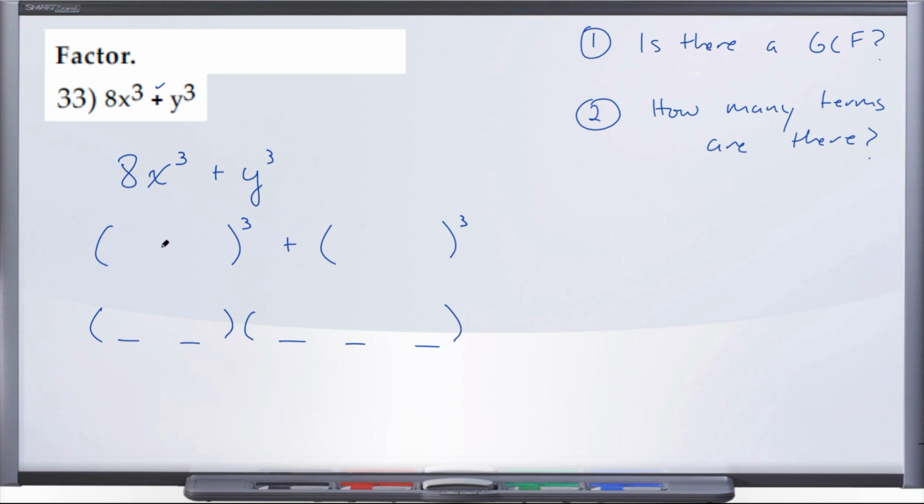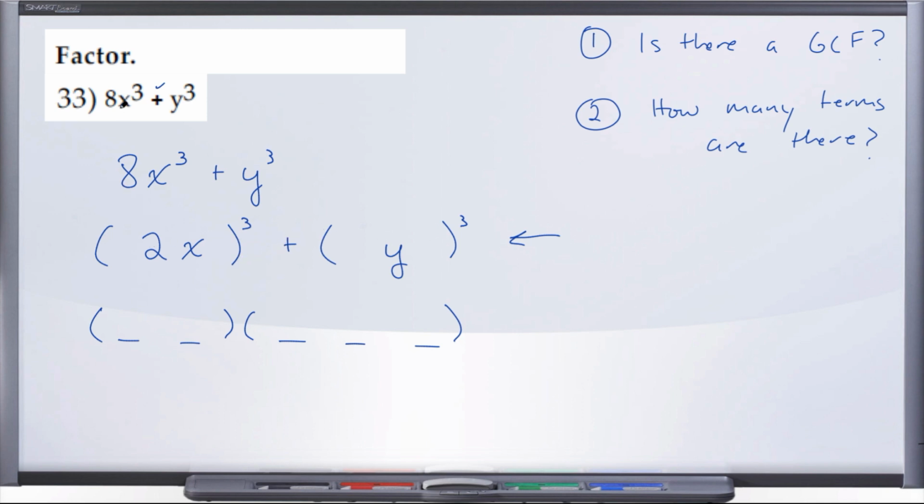And so what we ask ourselves is, what number cubed gives us 8? Well, the number 2 cubed gives us 8. All right, what letter cubed gives us x cubed? Well, obviously x, right? Okay, and here we're breaking down y cubed, so we just have to ask ourselves, what letter cubed gives us y cubed? Well, obviously y gives us y cubed, right? All right, so this is probably the most difficult line to fill out. If you can fill out this line, you can fill out the answer line because the answer line is derived from information here in the second line.